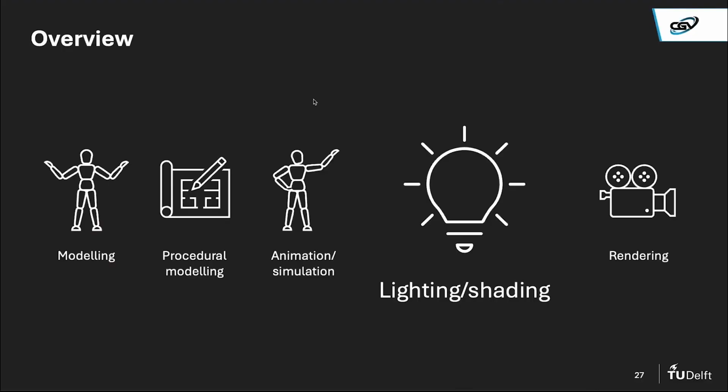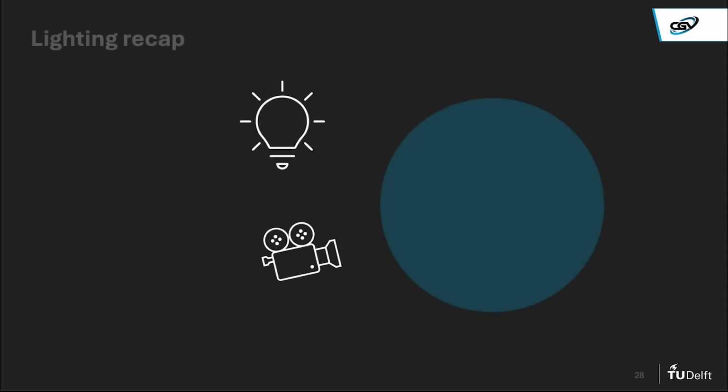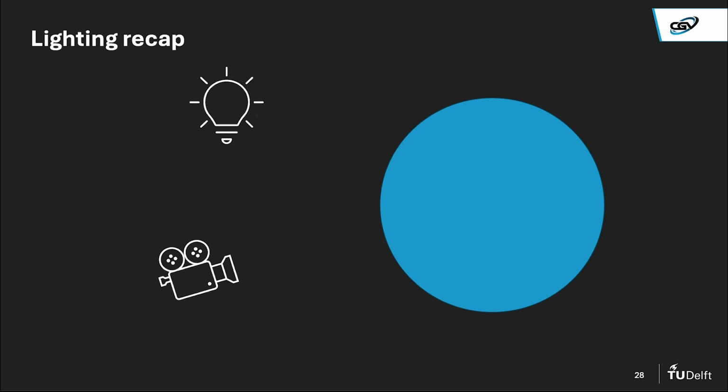So lighting and shading. When we simulate how an object is photographed, that's what we basically do in computer graphics. We simulate how light moves from some light source, hits an object, and then this light scatters around your scene and hits your camera, and then we record it as a pixel.